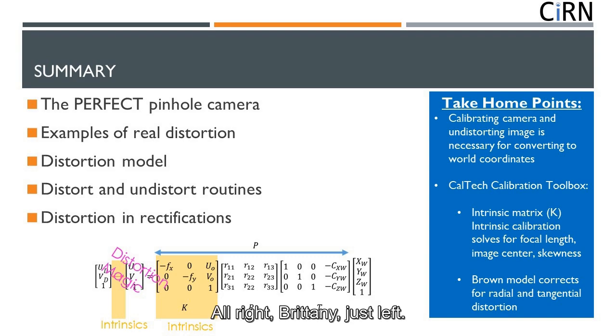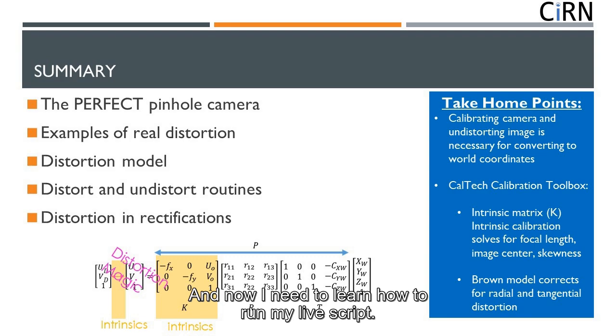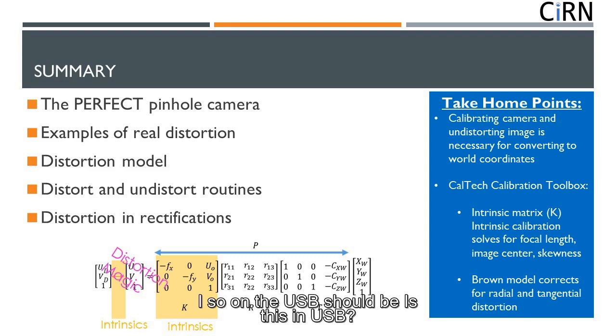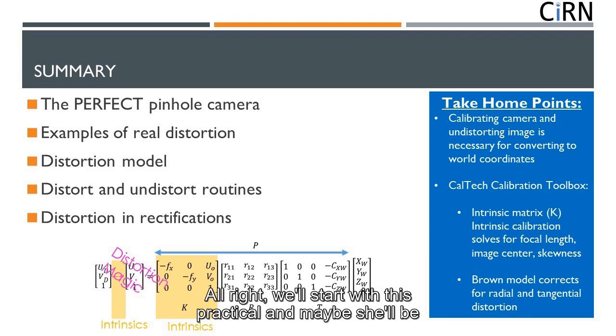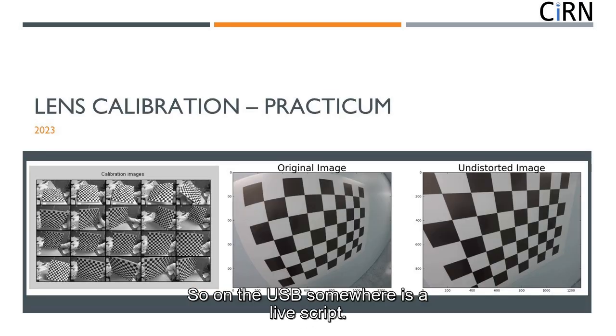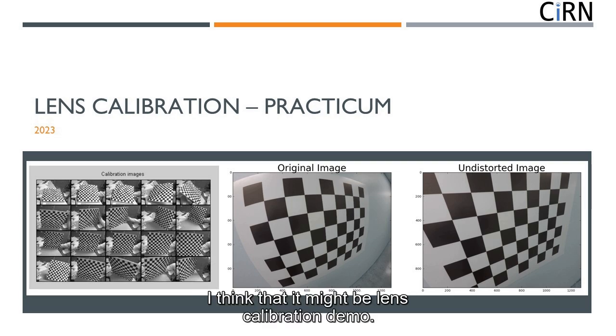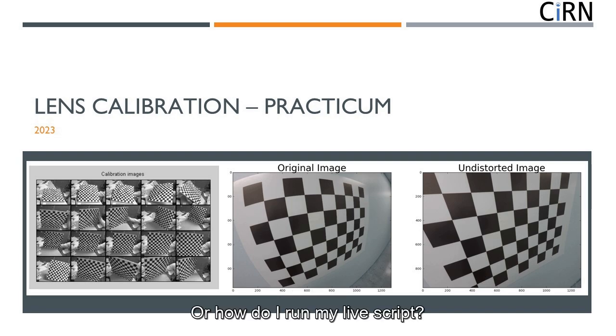All right, Brittany just left and now I need to learn how to run my live script. So on the USB should be... Is this a USB? All right, well, we'll start with this practicum and maybe show you back. So on the USB somewhere is a live script. I think that it might be lens calibration demo. Is there a folder that says that? Well, how do I run my live script? But I guess I'll do this.